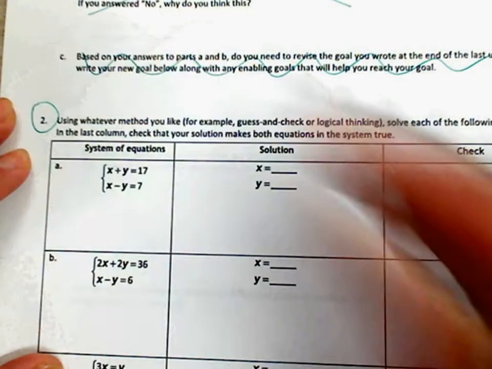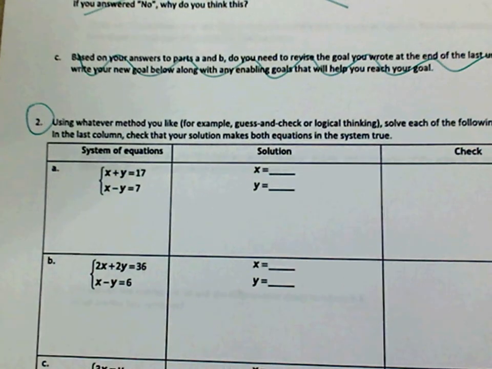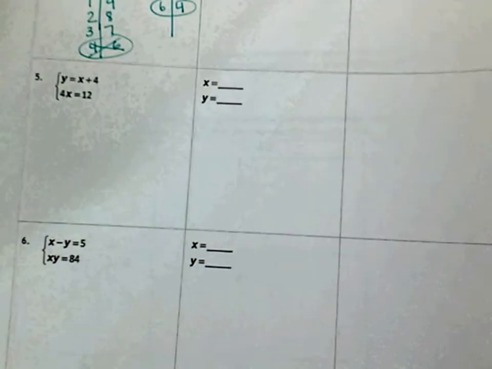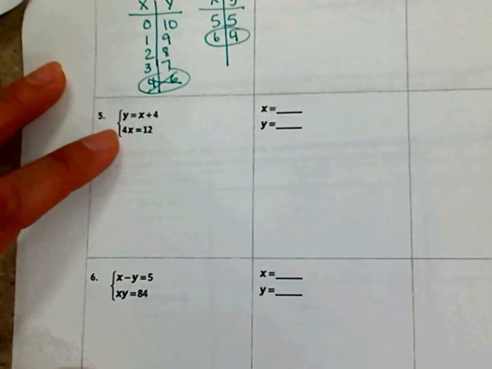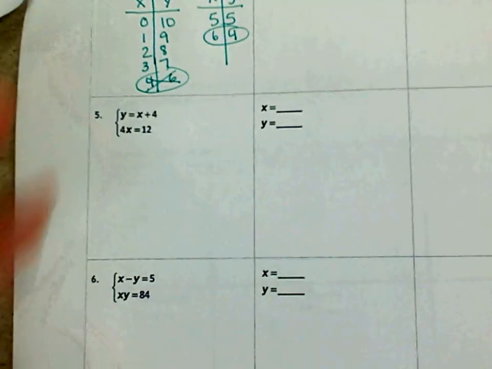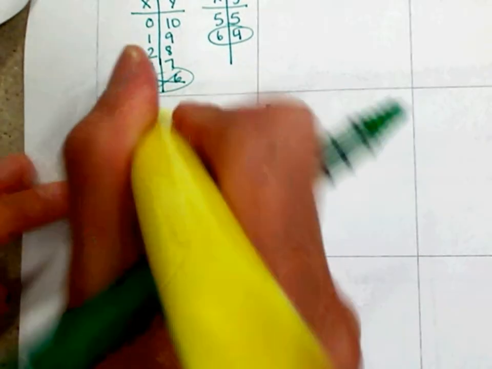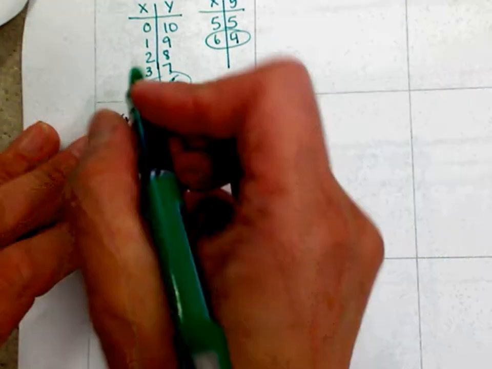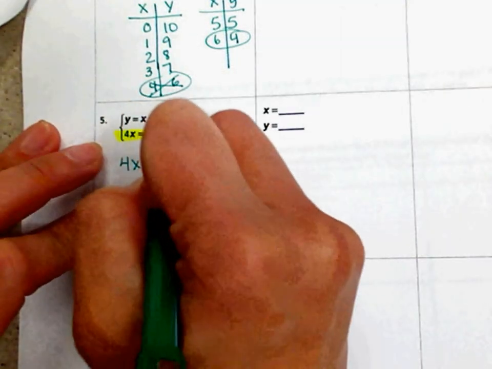Now I'm going to go back real quick to page 131. Now look at this right here. Okay? I want you to take a look at this one right here. Do you guys know how to solve that? It's just one variable. Yes, you do. So 4x equals 12, divided by 4. X is equal to 3.